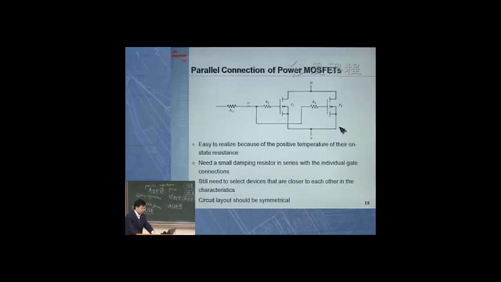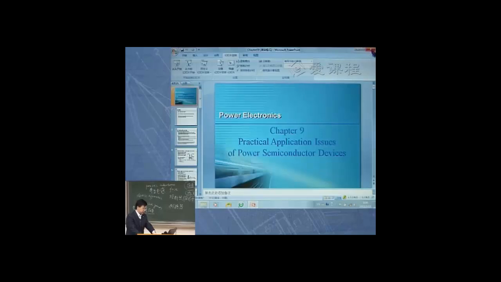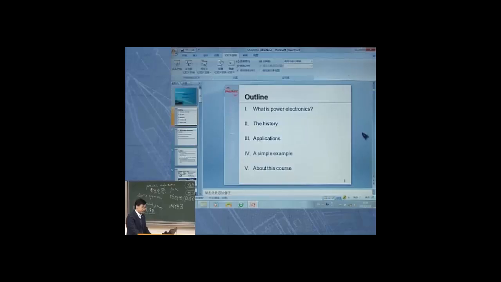That's probably the things I want to cover in this chapter. Let's briefly make a review of the course.